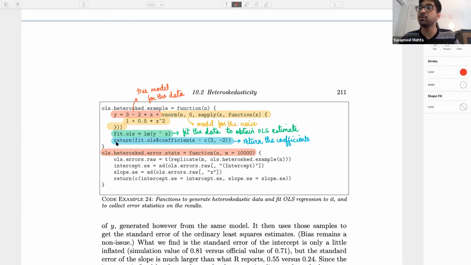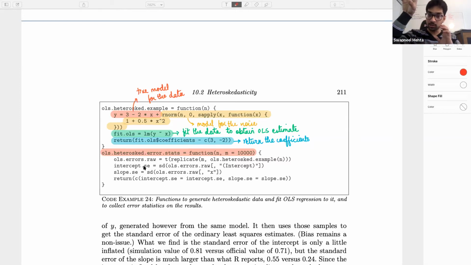You know the true parameters because you wrote the true model. So I know this is my true mean for the parameters: the coefficient of x should be 2, the intercept term should be 3. Then you record how much my fit varies from this true model, and you repeat this 10,000 times to get these SE terms. SE just means standard error. That's how these simulations work.